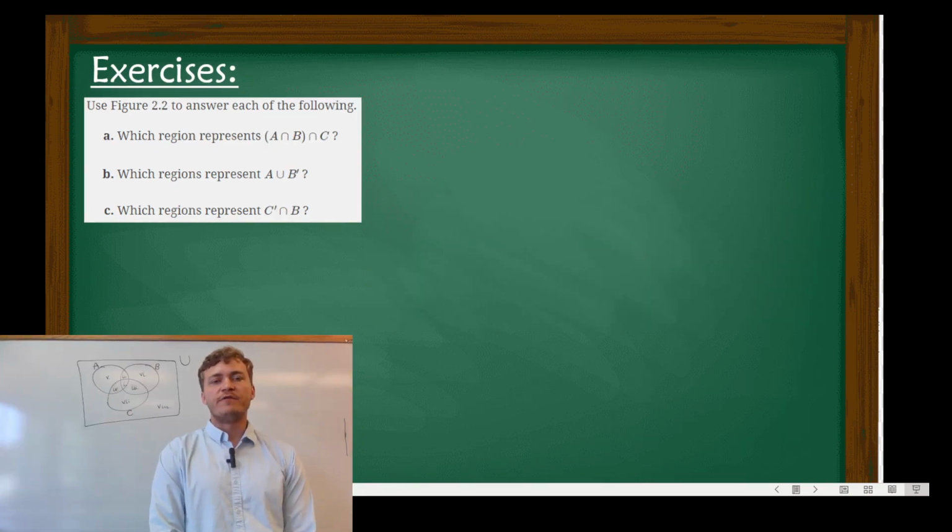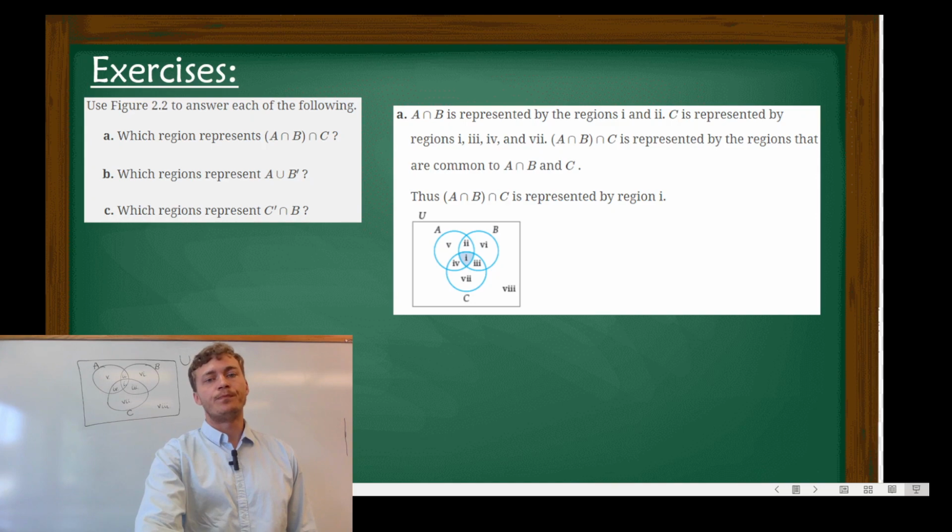Use our Venn diagram with 3 sets to answer each of the following. Which region represents A intersect B, intersect C? So all the elements that are in both A and B combined with the intersection of C. Well, really, this is what are the elements that are in A and B and C? Well, that's that one in the middle, right? That's region 1. Part A, all we're looking for is the region directly in the middle.